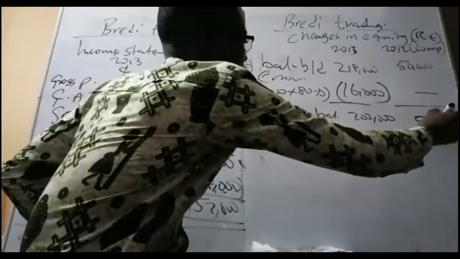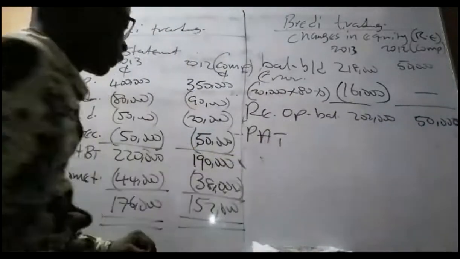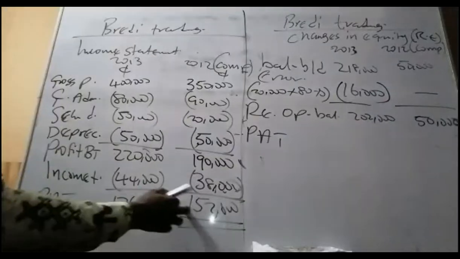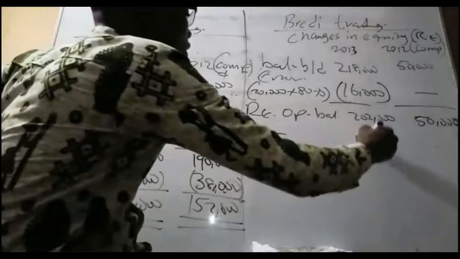Then finally, this gives us 50,000. There's no error here. Then finally, you add the correct profit to it, the profit that we have calculated. This correct profit you add: profit after tax, there's 176,000.